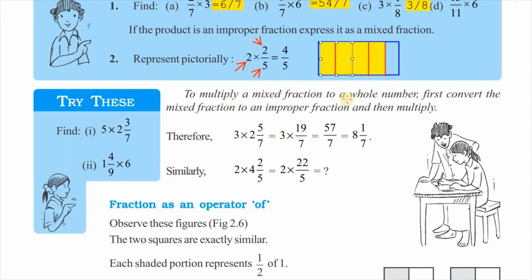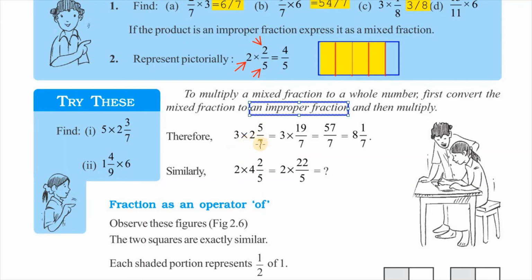Next, to multiply a mixed fraction to a whole number, first convert the mixed fraction into an improper fraction, then multiply. So similarly, whenever we were adding mixed fractions, we needed to convert them into improper fractions first, then into like fractions, only then we could add them. So similarly here, to multiply a mixed fraction to a whole number, we first have to convert it into an improper fraction. Here we have examples.